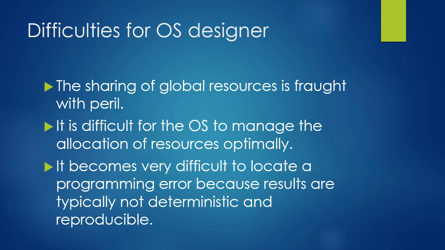The third point is it becomes very difficult to locate a programming error because results are typically not deterministic and reproducible. Deterministic experiments have the same outcome every time you carry them out. If you flip a coin, it falls.